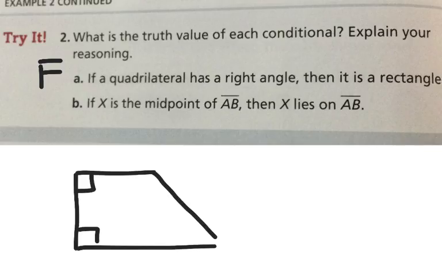A rhombus means all sides are equal, but a rhombus says nothing about the angle measure. So if you drew a rhombus with a right angle, then it would be a rectangle. So rhombus would not work.